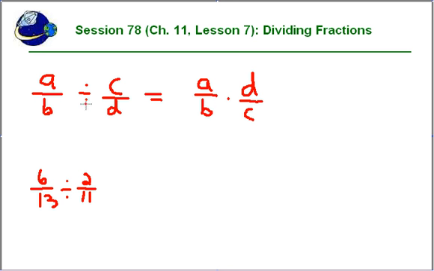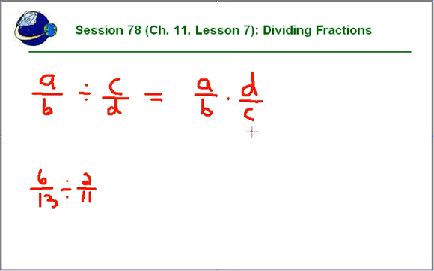But then what we do is we change our division symbol to a multiplication symbol, and then we take our second fraction, c over d, and flip it, invert it, so that the d comes up on top and the c goes on bottom. That's called taking its reciprocal. A over b divided by c over d is the same thing as a over b times the reciprocal of c over d. What's the reciprocal of c over d? Well, it's d over c.